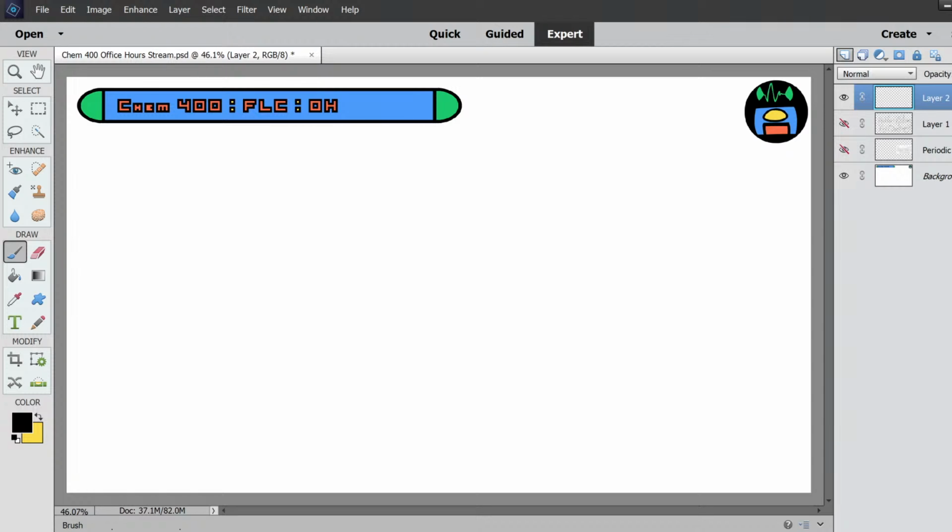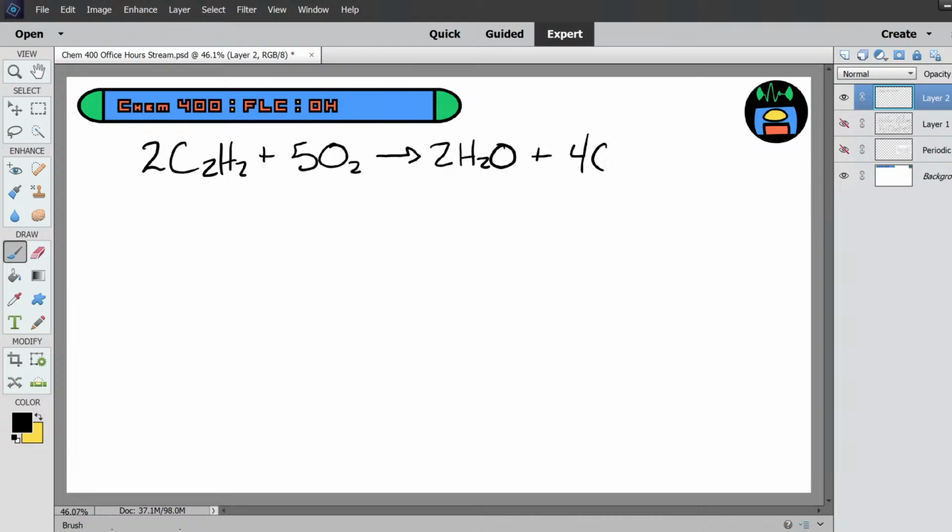So a couple things. Well, first off, we're given a balanced chemical equation, which is awfully nice of the problem. So we have 2 moles of acetylene reacting with 5 moles of O2 to produce 2 moles of water and 4 moles of carbon dioxide. All right, and the other pieces of given information.